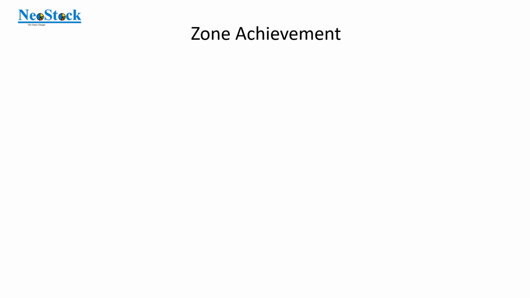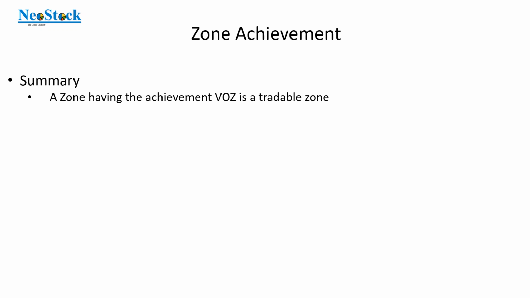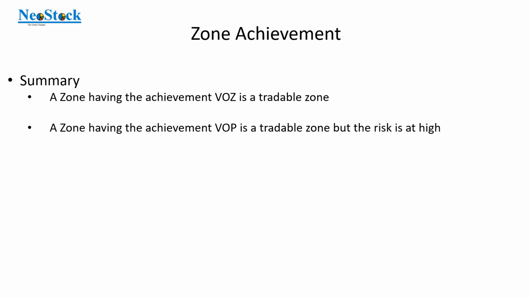So let's summarize what we learned about zone achievement. A zone having the achievement VOZ, what is VOZ? Violated opposing zone, is a tradable zone. A zone having the achievement VOP is also a tradable zone, but the risk is high. Why is the risk high?